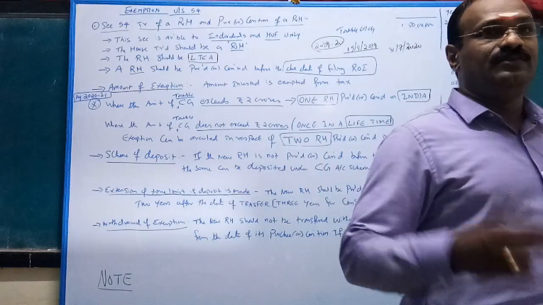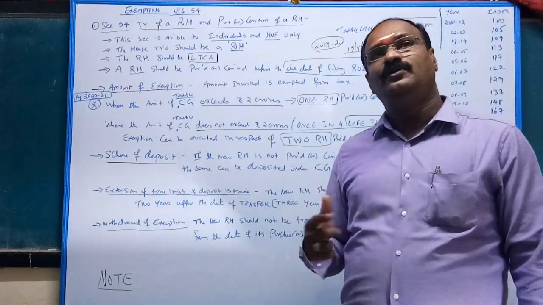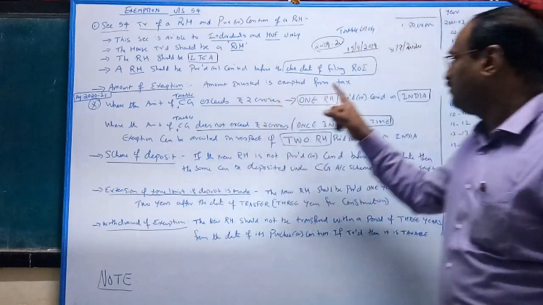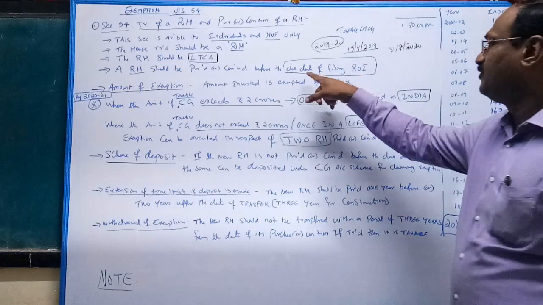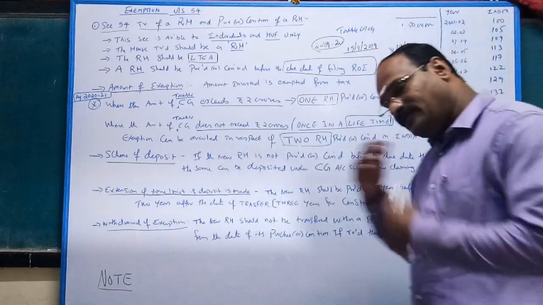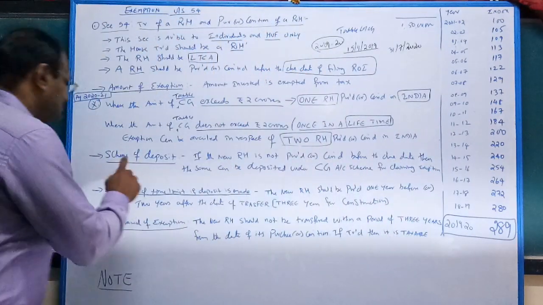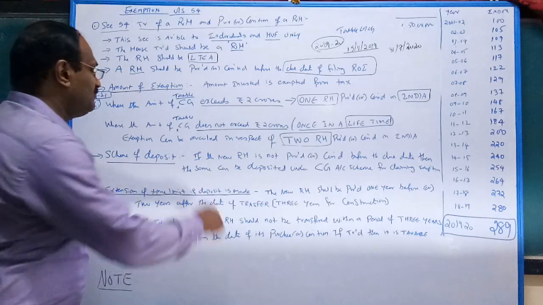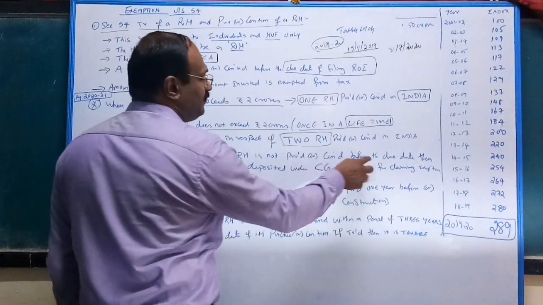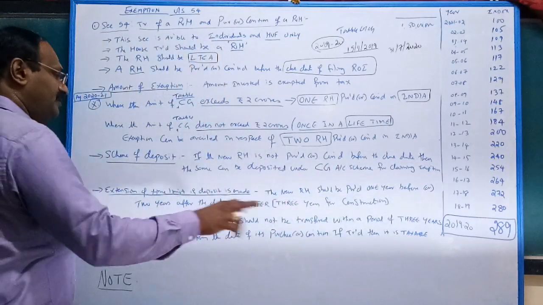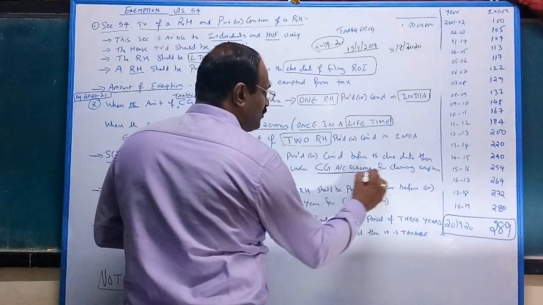I told you, in order to claim section 54 exemption, you have to purchase or construct before the due date of filing the return of income. Suppose you are unable to purchase or construct before the due date of filing of return, don't worry, there is the scheme of deposit. That is, if the new residential house is not purchased or constructed before the due date, then the same can be deposited under the capital gain scheme account.